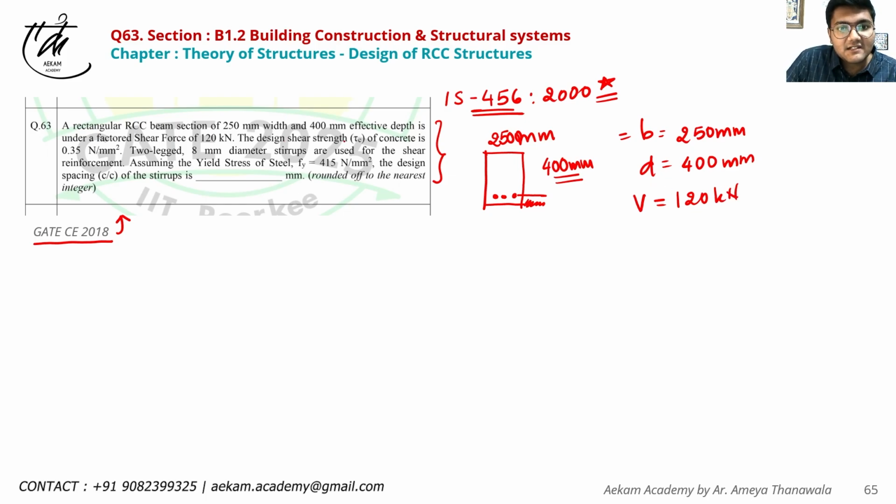The design shear strength tau C of concrete is 0.35 Newton per mm square. Two-legged 8 mm diameter stirrups are used for the shear reinforcement. Assuming the yield stress of steel to be 450 Newton per mm square, the design spacing center to center of stirrups is dash mm. What are stirrups? Just to give a basic information.